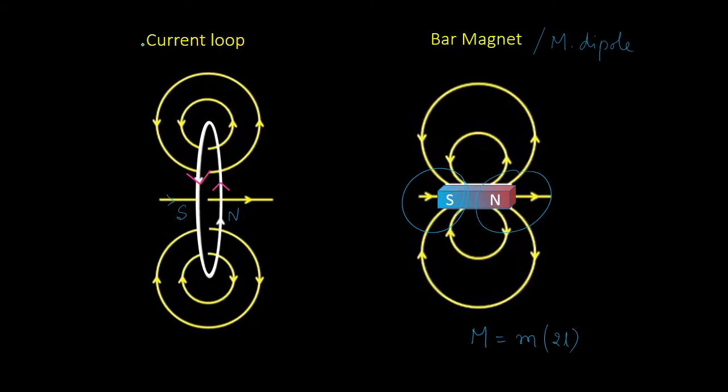Just now I said the current loop is producing a magnetic field similar to a bar magnet. That means the current loop is also behaving like a bar magnet, or a magnetic dipole. So when it is a magnetic dipole, by definition it should have a property called magnetic dipole moment. But in this case, what is the strength of the pole? Here we don't see any pole, or the distance between the poles. Then how to define the magnetic dipole moment of a current loop?